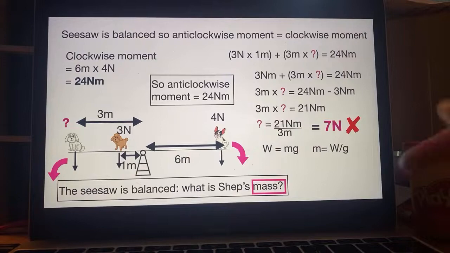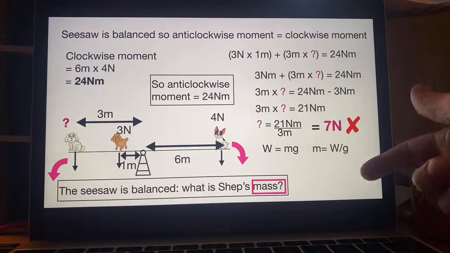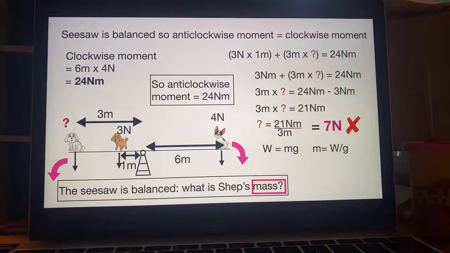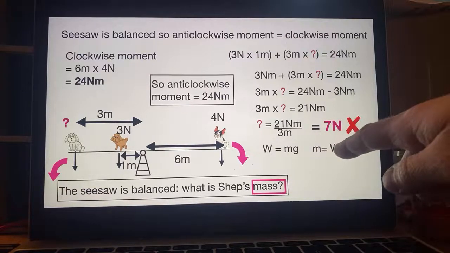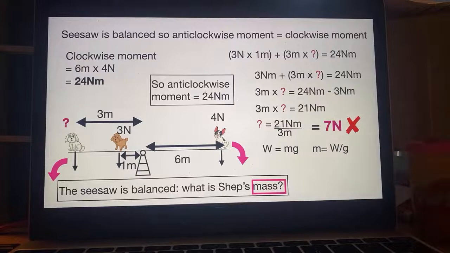So it's up to you whether you said that little g was 9.8 or whether it was 10. It won't really make a difference after rounding. So you rearrange this to get, okay, Shep's mass equals their weight divided by little g, which is 7 newtons, good that we've got that, divided by, let's say, 9.8 newtons per kilogram to be correct, which is 0.7.